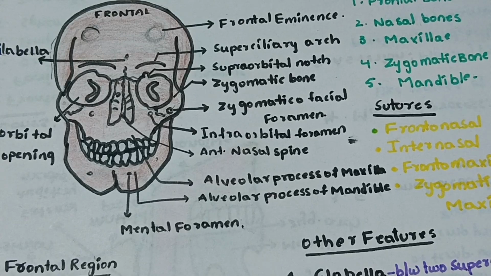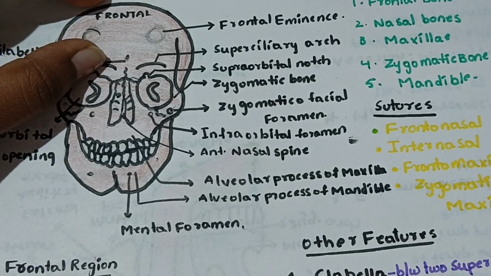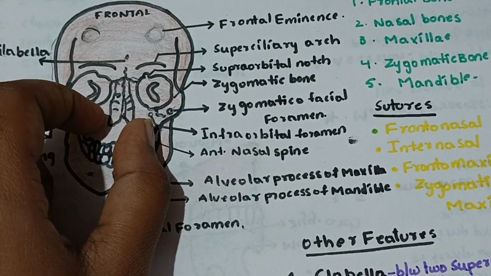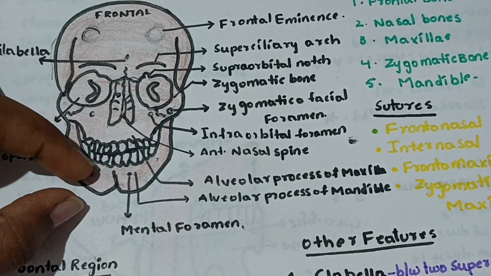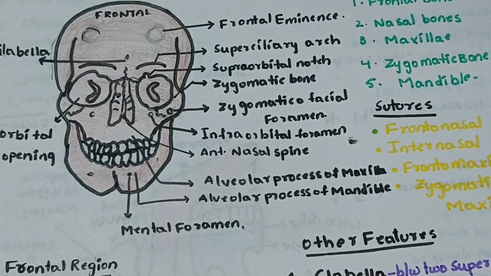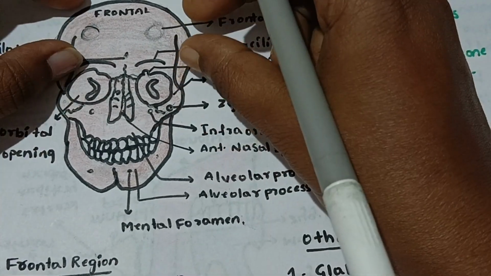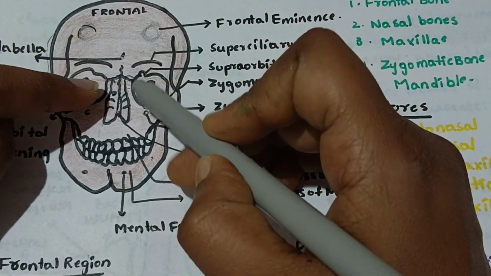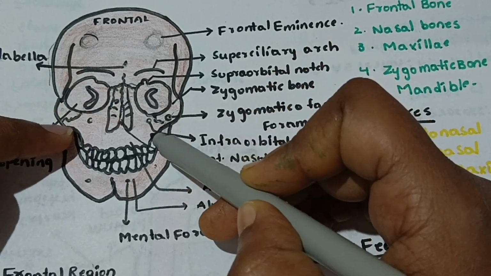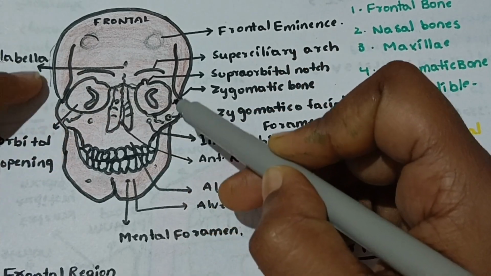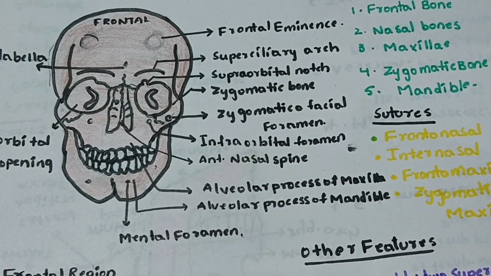Let us know what are the bones that form the norma frontalis. There are three major bones. What are they? The big large frontal bone, the two nasal bones, the maxilla, the mandible, and on either side the zygomatic bone. This is the frontal bone. These are the nasal bones, the maxilla, the zygomatic bone and the mandible bone.